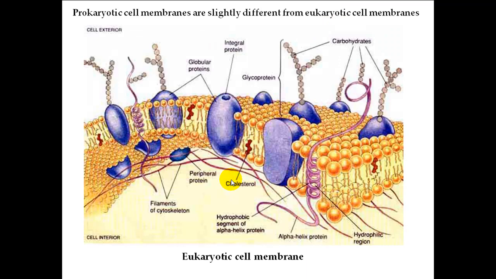You should have spent quite a bit of time in cell biology taking a look at the structure and the function of cell membranes. So what we'll do here is just quickly review what the general structure of a cell membrane is, and then we'll point out that there are actually differences when you take a look at the structure of prokaryotic cell membranes versus the structure of eukaryotic cell membranes. So here's a picture of what a typical eukaryotic cell membrane looks like.